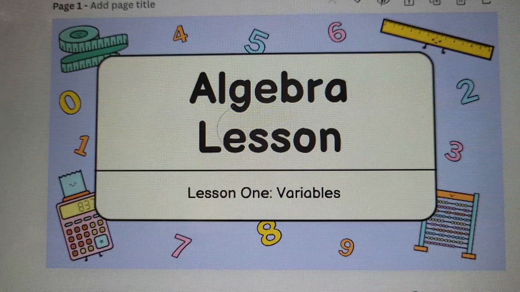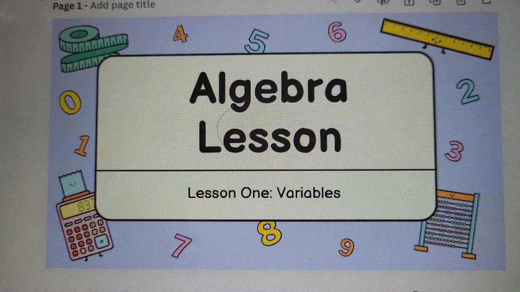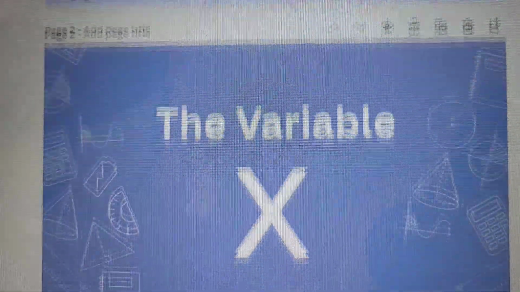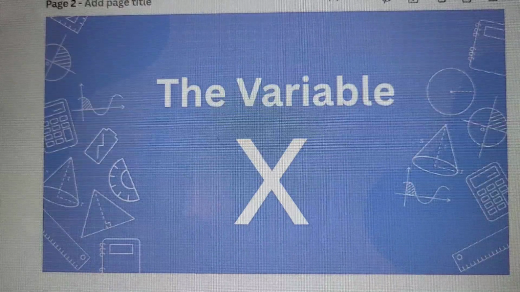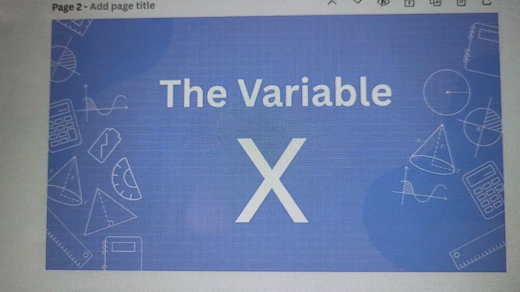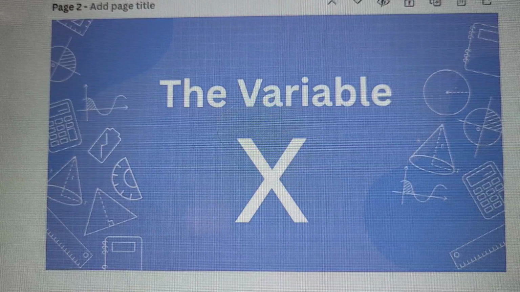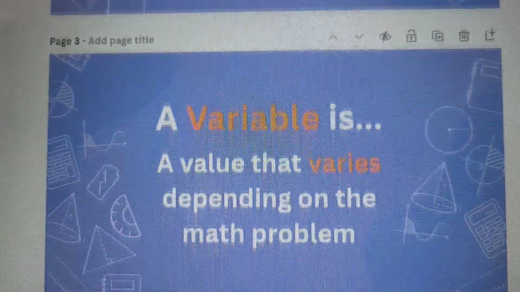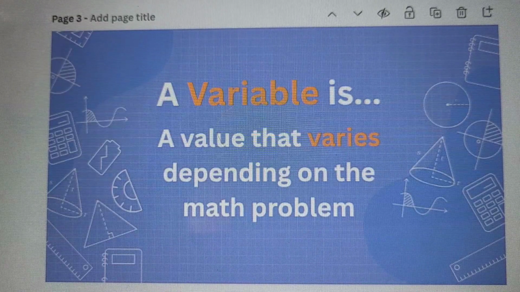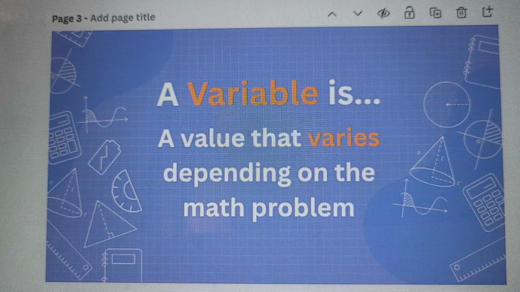I'd like to begin our algebra journey by introducing its most fundamental concept, the variable. The variable is a letter, like x, and no, it's not multiplication, it's just the most common letter used to represent an unknown value. It might help if you've heard the term varies before, as a variable essentially is a value that varies depending on what is in the math problem.